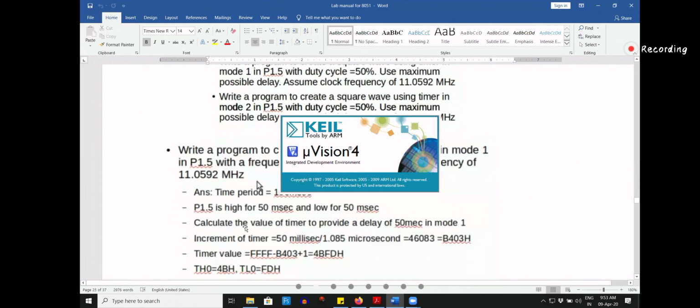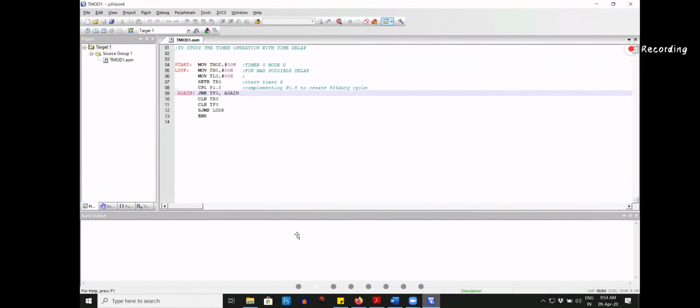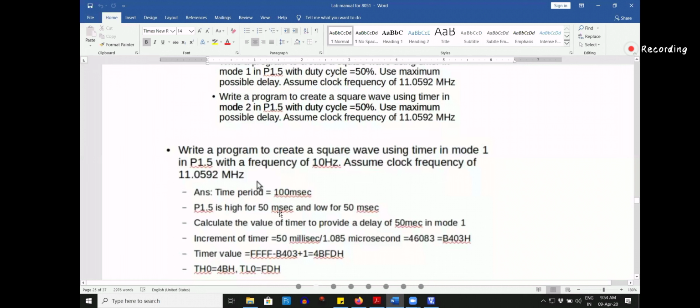Now calculate the value of timer to provide. Okay, now time is set. Now when time is set, now you have to see what values you have to put in the timer in order to have that much of delay. Are you getting? For 50 millisecond, what value has to be loaded in your timer? Same for the next question. So calculate the value of timer to provide a delay.